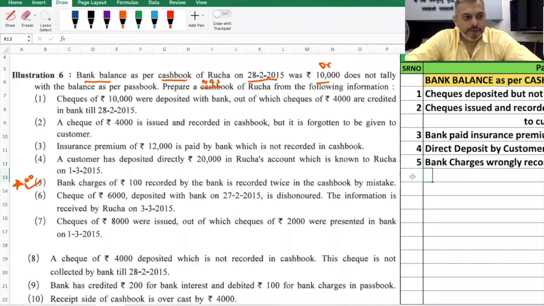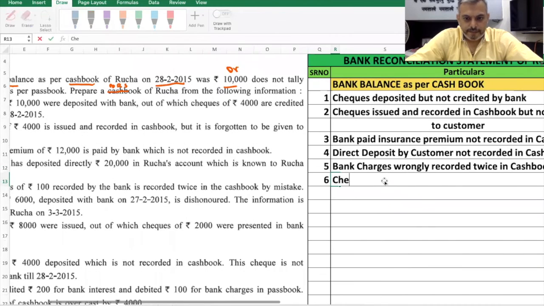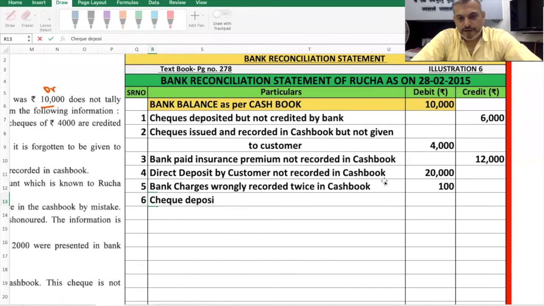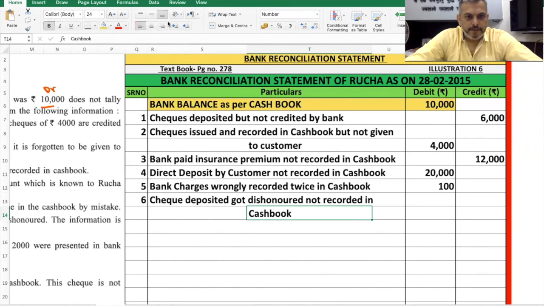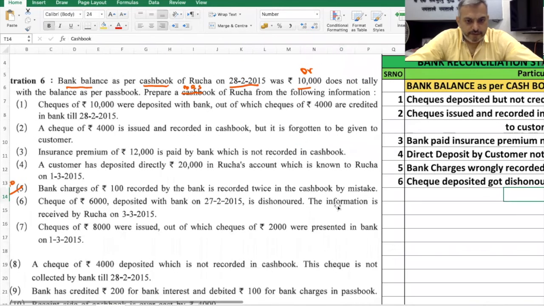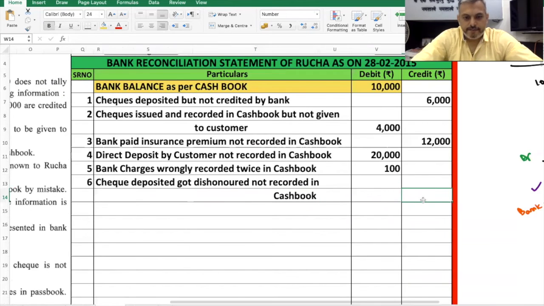So let's record on the credit side in BRS: check deposited got dishonored, not recorded in cash book. Amount is 6,000, credit side.